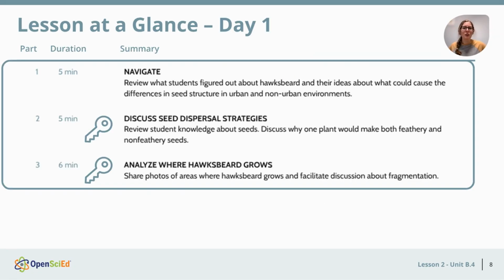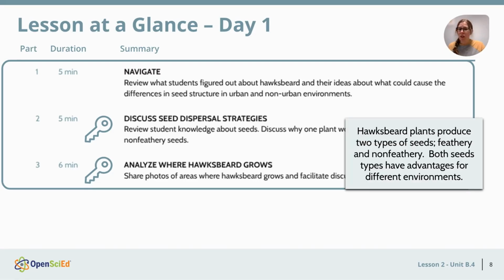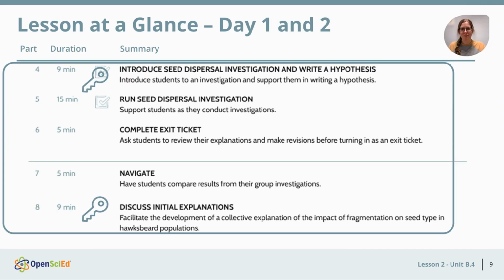So sense-making loop 1, we start with reviewing what we figured out about the hawksbeard plants from lesson 1. We're going to discuss the seed dispersal strategies that the hawksbeard plant has and look at where the hawksbeard plant currently grows. We're going to figure out that the hawksbeard plants produce 2 types of seeds, feathery and non-feathery, and both seed types have advantages for different environments.